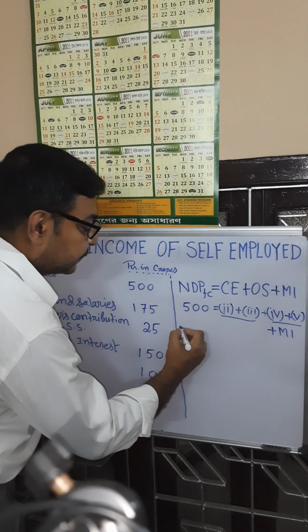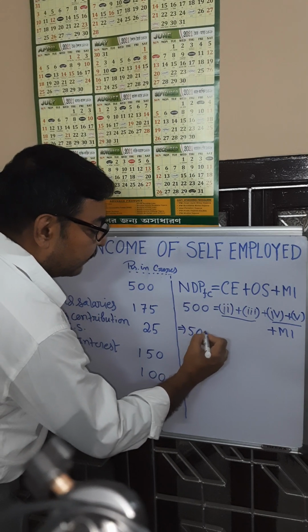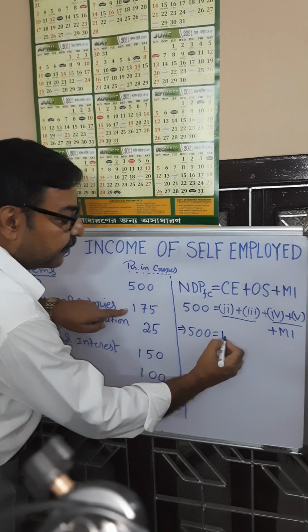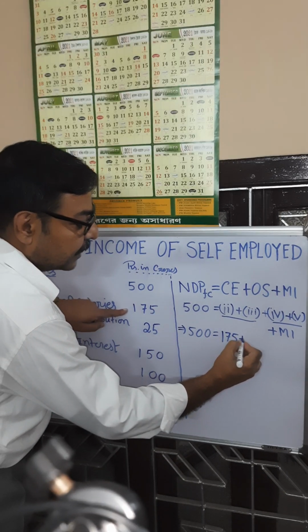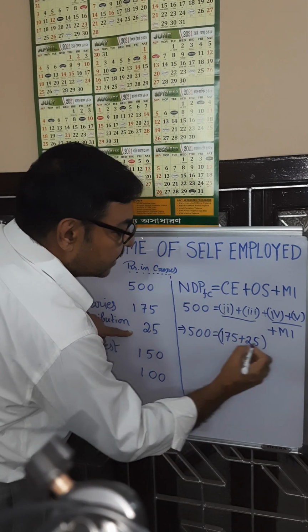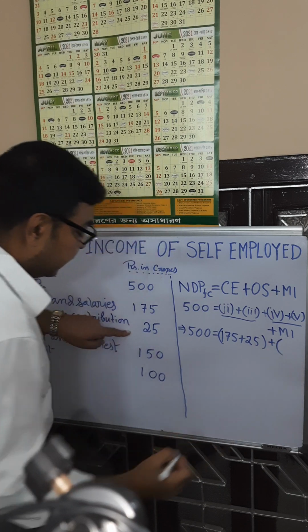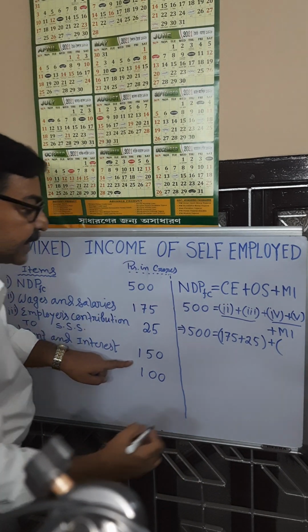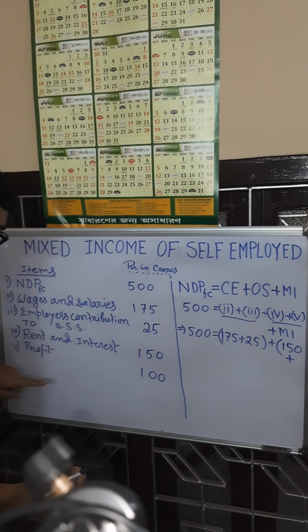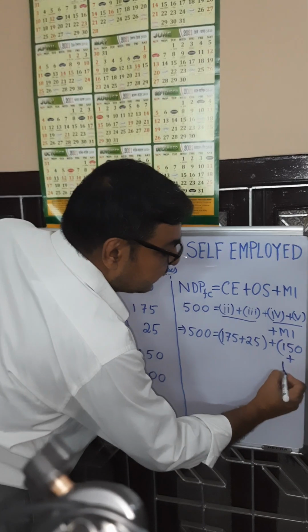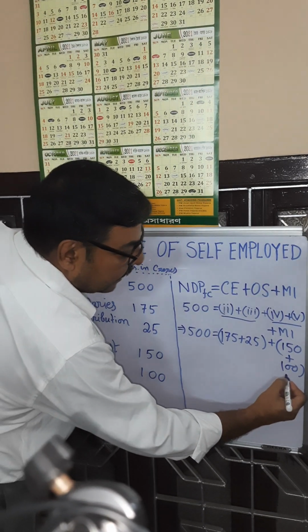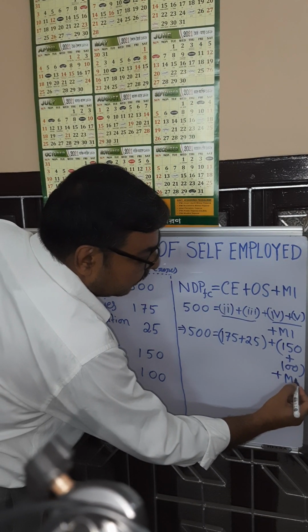Put the values. 500 is equal to item number 2, 175, item number 3, 25. This is compensation of employees. Item number 4, rent and interest, 150, plus item number 5, profit, 100. This gives you operating surplus, plus mixed income, which you have to calculate.